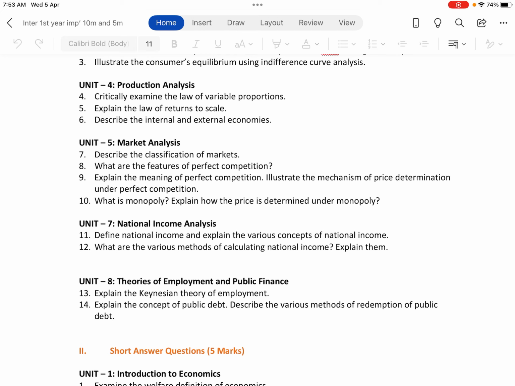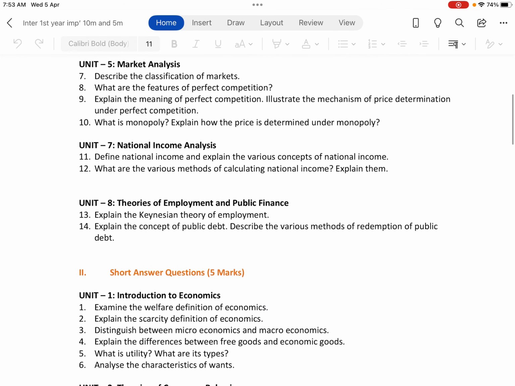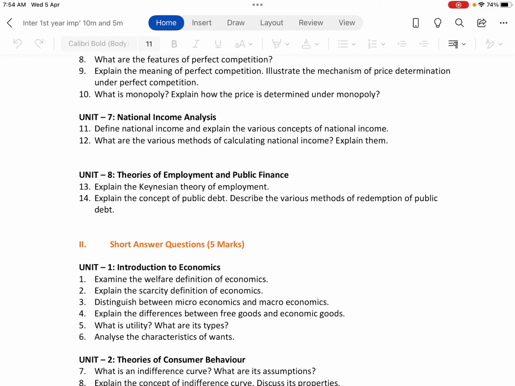Then the 12th question is a very important question, because it has been asked very frequently in the board exam: what are the various methods of calculating national income? Explain them. That is the product method, expenditure method, income method. Then the next 10 marks you can expect from Unit 8, theories of employment and public finance. The most frequently asked question in the board exam is the 13th one: explain the Keynesian theory of employment. And the 14th one: explain the concept of public debt and describe the various methods of redemption of public debt. These 2 questions can be asked even for the 5 marks SAQs also.